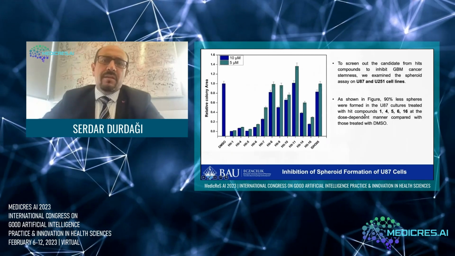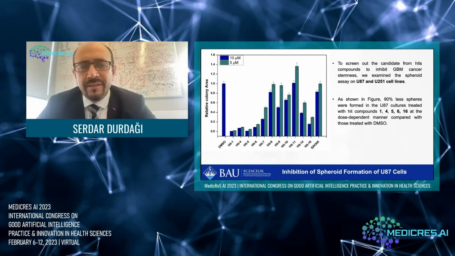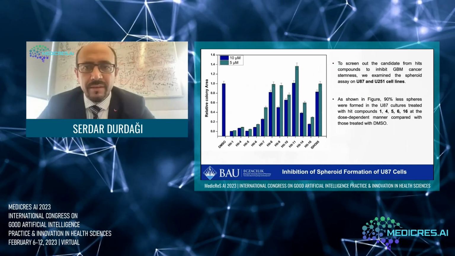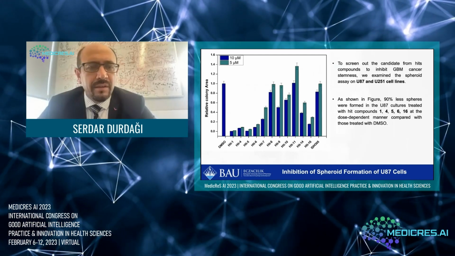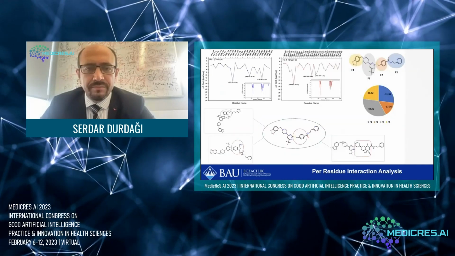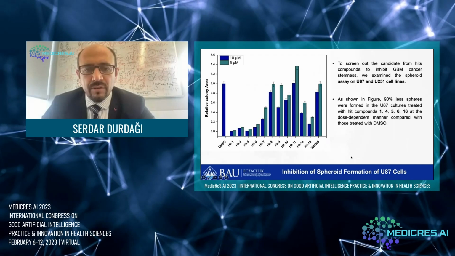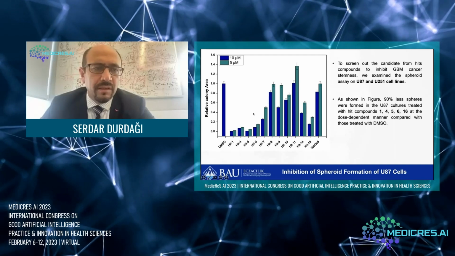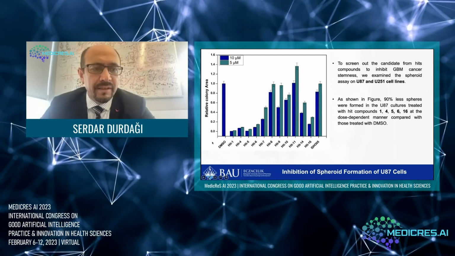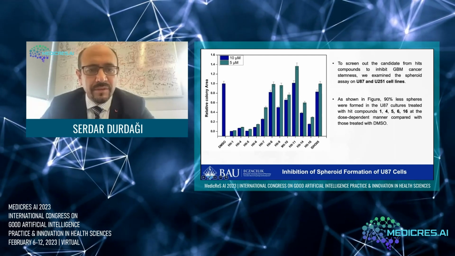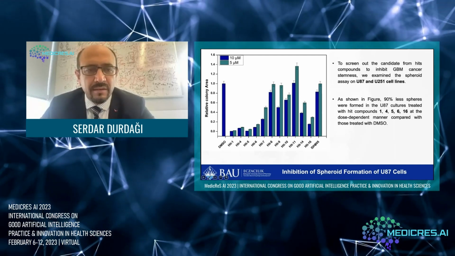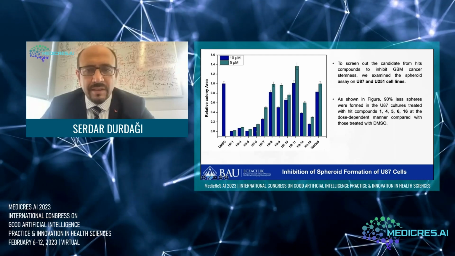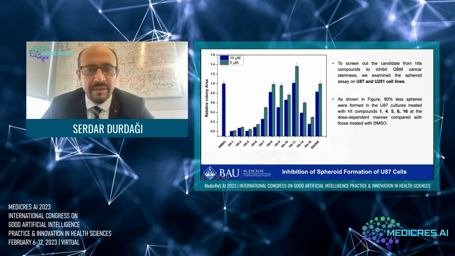So then we ordered more than 10 molecules, and different in vitro assays were conducted. For example, here you can see the inhibition of the spheroid formation of the U87 cells. As shown here, the y-axis shows the relative colony area, and here we can see the hit compounds that we tested, especially hit compounds 1, 4, 5, 6, 7, and 16.